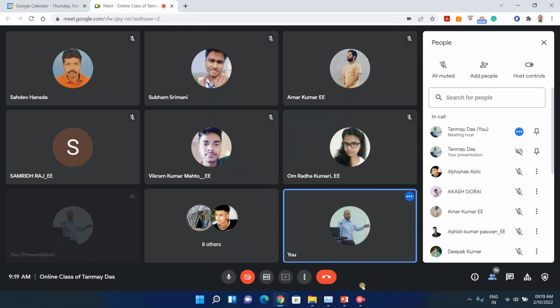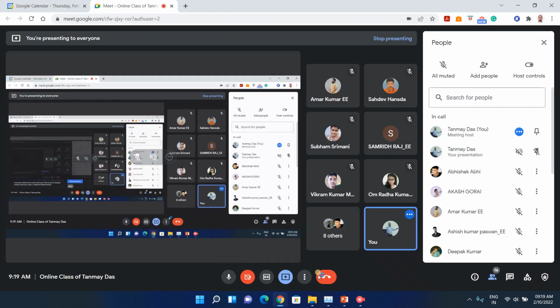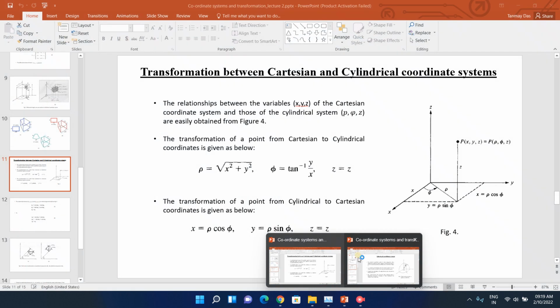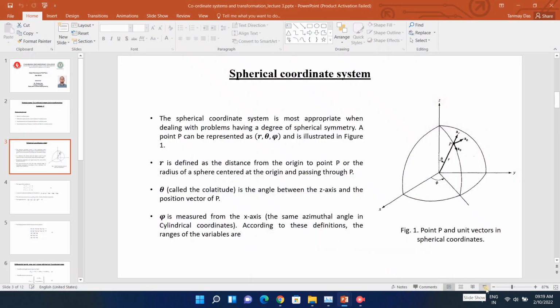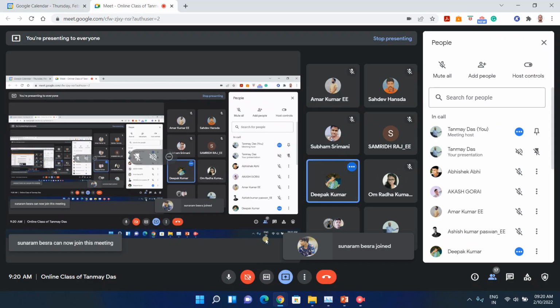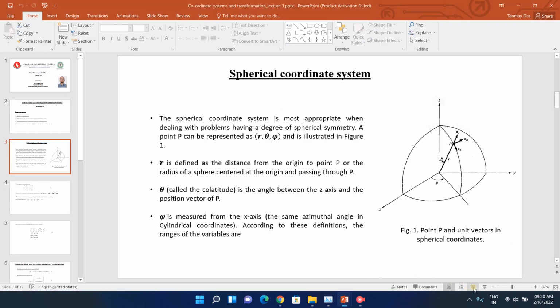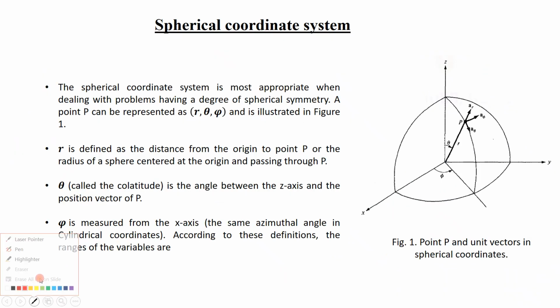So I am sharing my screen. Is it visible? Is the screen visible to you? Yes, sir. Visible, sir. Now visible.